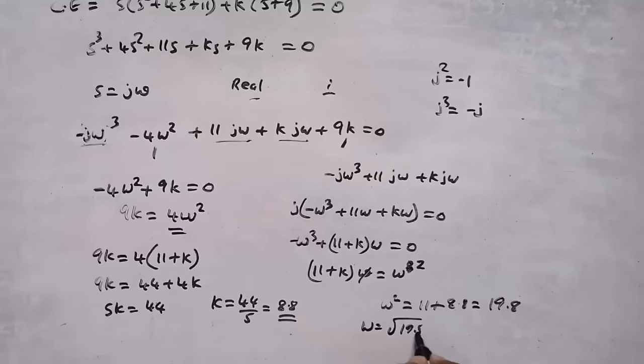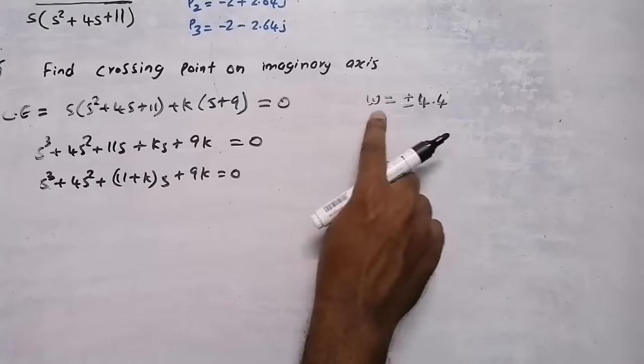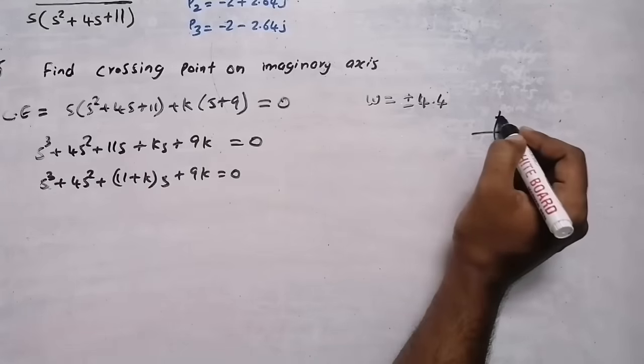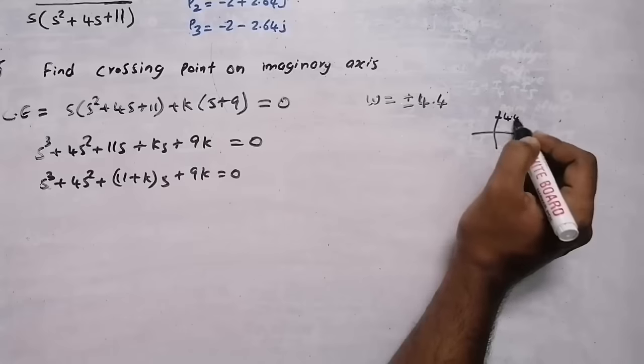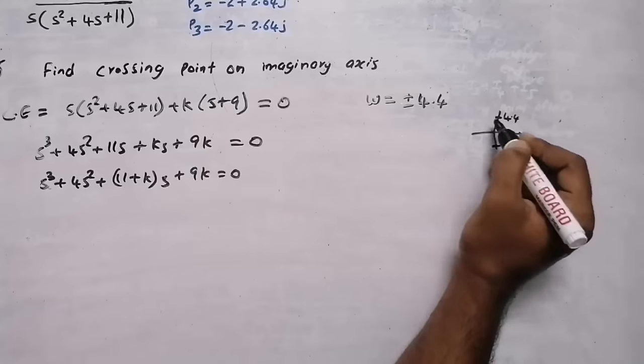That is plus or minus 4.4. So omega value is our crossing point on the j omega axis. So 4.4 is the crossing point. So we found the value of omega, that is the crossing point on the omega axis, that is 4.4. So 1, 2, 3, 4. At 4.4, the root locus will cross the imaginary axis.